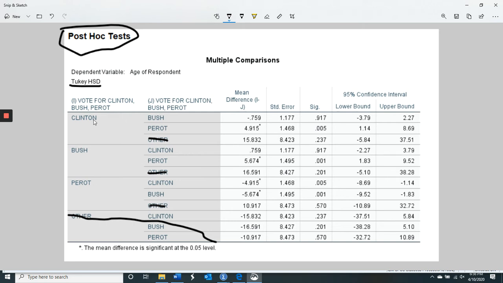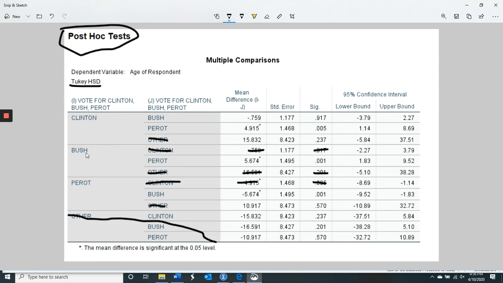So here we have Clinton and Bush, but it's repeated here, and you notice the numbers are the same. So I'm going to cross this out. This is a repeat. This is a repeat. You see it's the same number as this right here. And then I'm going to cross this off also, and this other thing we're ignoring. And then this is a repeat too. We already have Clinton and Perot, so it says Perot Clinton. It's the same thing. You can see it's 4.915. It's the same except it's the negative, just because you flip how you're subtracting the ages for the groups. So that's a repeat, and we don't need to look at that.